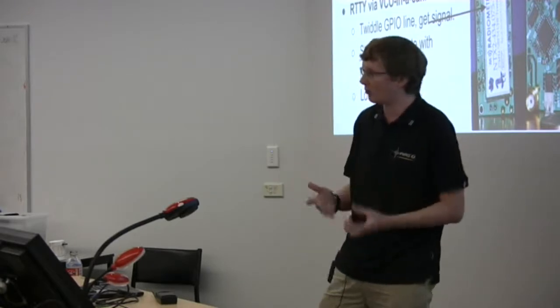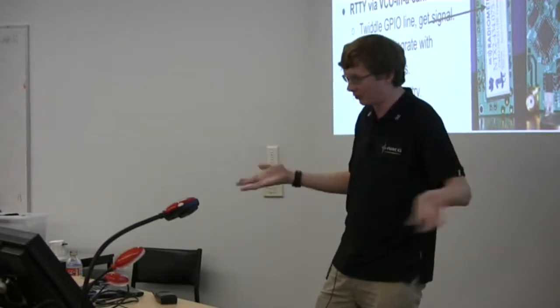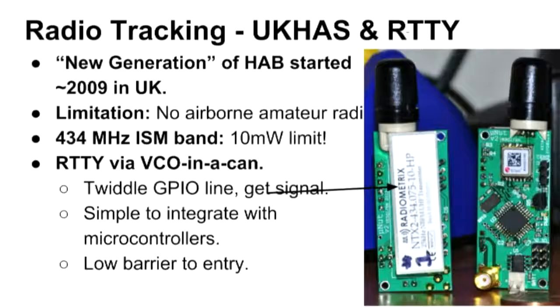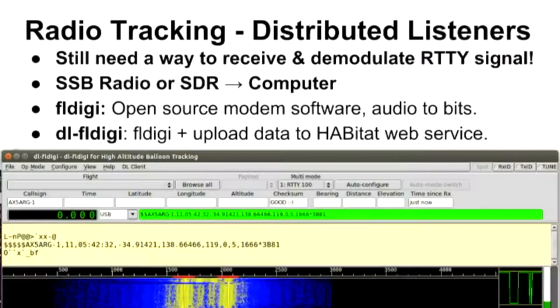And pretty much this is frequency shift keying, sending ones and zeros by representing it as two separate frequencies and alternating between the two of them. And it was good because the hardware was really simple. You get a little metal can, you twiddle one of the pins with an IO line, and voila, you get RTTY output. Very simple to integrate. And that little can there is such a suitable transmitter. Apply voltage, get signal.